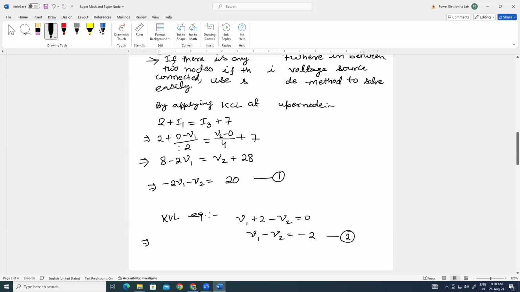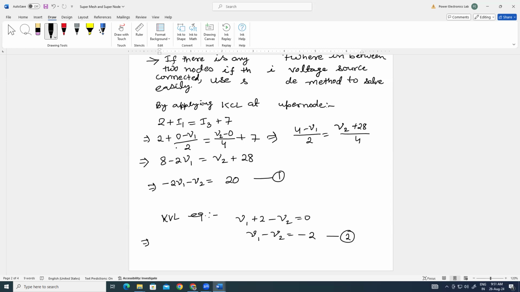If I further simplify, it will be 4 minus V1 by 2. Okay, so we have to multiply by 2 also, so that we can cancel the denominator. Minus 2V1 is equal to V2 plus 28. So minus 2V1 minus V2 is equal to 20, equation number 1.